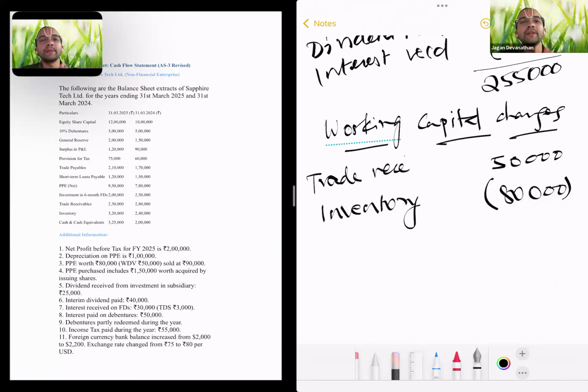Next is trade payables, which increased by 40,000.